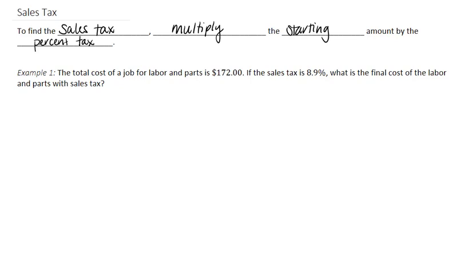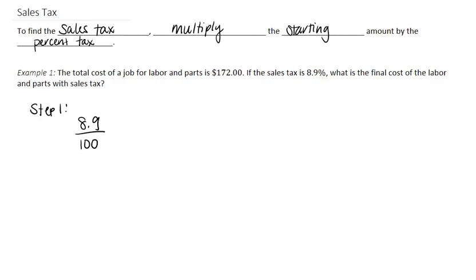So let's look at example 1. The total cost of a job for labor and parts is $172. If the sales tax is 8.9%, what is the final cost of the labor and parts with sales tax? So we're going to first do a step before we multiply the numbers together. And that will be to divide 8.9 by 100, or we can just move the decimal to the left twice.